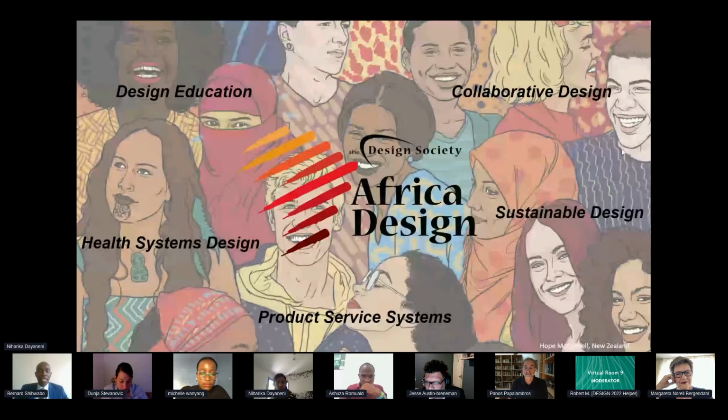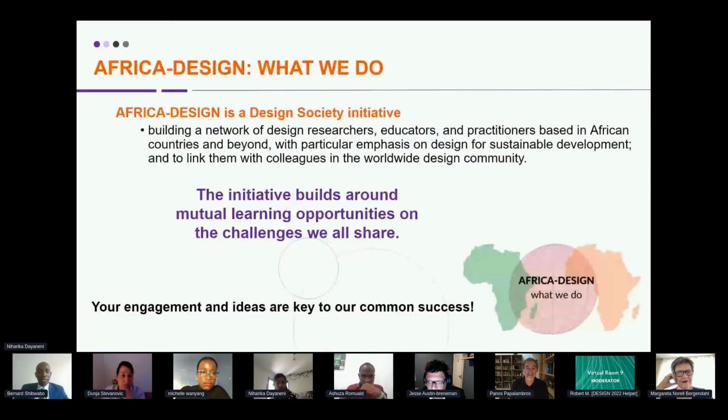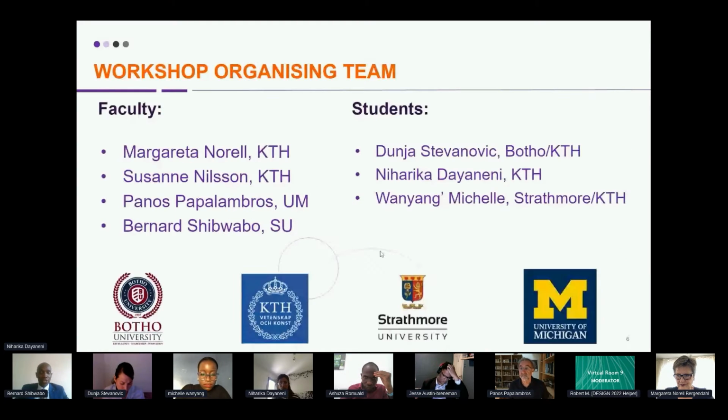If we go to the next slide, it is the linkage between Africa and the regions beyond Africa. As we stand, we are an initiative of the Design Society, and the goal is to link researchers, educators, and all practitioners who are in the African context with those that are not within the African context. Within this, we've had a number of outputs and work over the years, which we can highlight in one sentence: mutual learning, opportunities, and the challenges we all share. That is the key point: there are similarities that we managed to identify during the period that we've been together. With these similarities, we find opportunities for us to collaborate and to innovate. So we encourage engagement and ideas so that we can progress.